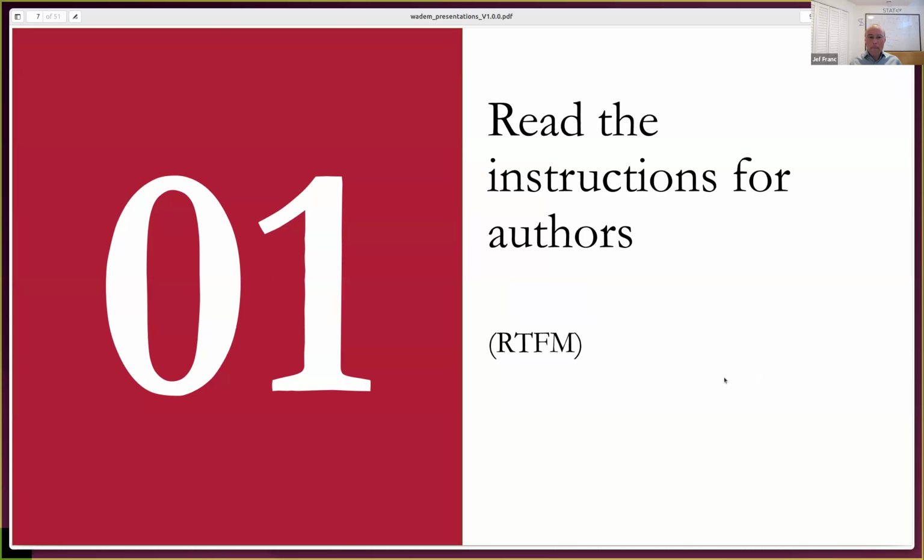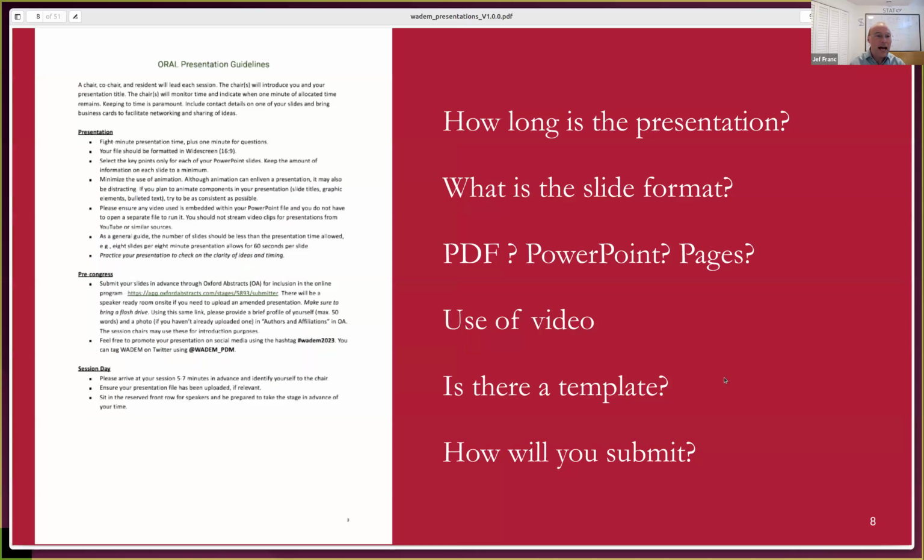All right, so number one tactic is what we say in computing. I'm also a computer programmer. We call this RTFM, or read the manual. Read the instructions for authors. This is the first thing you want to make sure you're doing when you get invited to do your abstract. Either go to the website or look at your email and look closely at those guidelines.